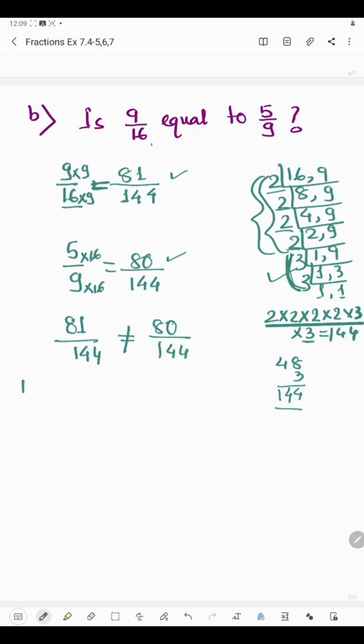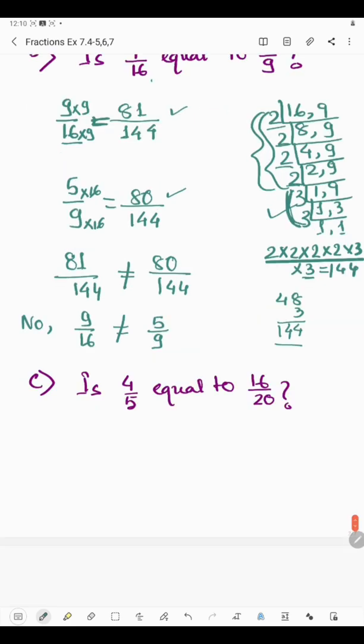So we'll write, is 9 by 16 equal to 5 by 9? No. 9 by 16 is not equal to 5 by 9. Okay. Now coming to C part. Now in the C part we have, is 4 by 5 equal to 16 by 20? So here again we will make the denominator same, or we can convert the fraction into simplest form. So here 4 by 5 is already in simplest form, right?